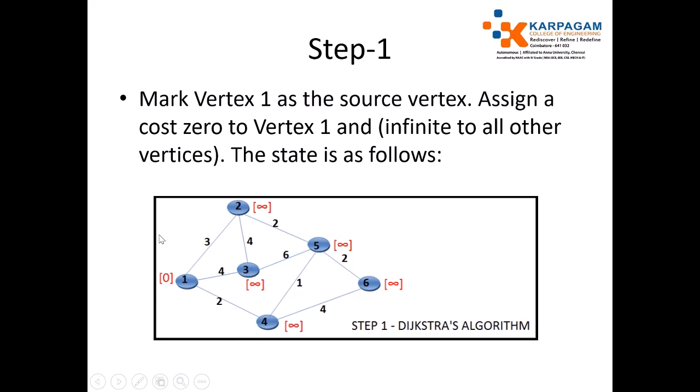Initially, mark vertex 1 as visited. Next, assign a cost of 0 to vertex 1, and all the remaining vertices except the source will be set to infinity, because we don't know the cost, as we haven't explored the other vertices in the graph. So the distance will be marked as infinity for all other vertices in the initial state. The source vertex cost is set as 0.